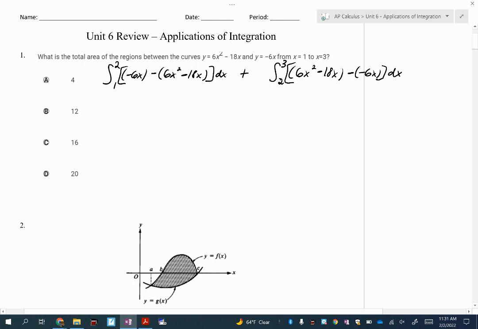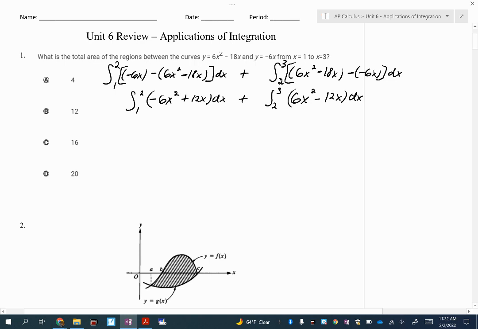Now for the rest of the problem, it's basically some algebra and then some calculus. I have the integral from 1 to 2 of negative 6x squared, and then negative 6x minus a negative 18x is plus 18x, so that's plus 12x. Then the integral from 2 to 3 is positive 6x squared, and negative 18x plus 6x will be minus 12x. Take your time to do these separately.